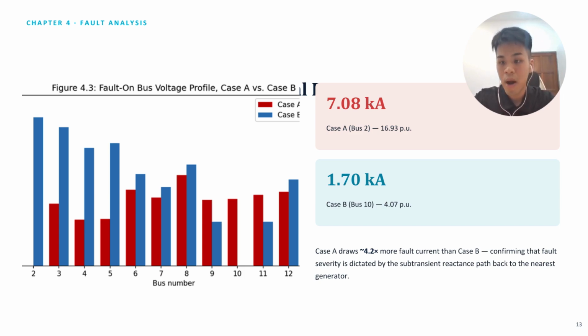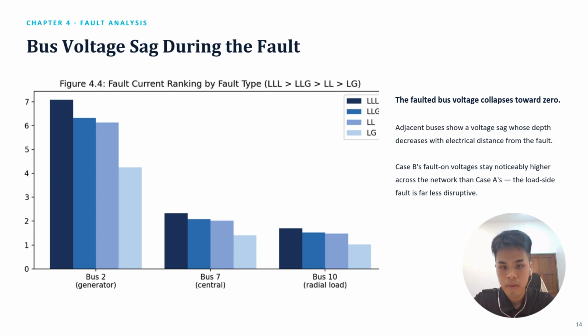The result confirmed our hypothesis. Case A produced a fault current of 7.08 kiloamps, while case B only reached 1.7 kiloamps, that's about 4.2 times smaller. This makes sense. The fault current is determined by the impedance path back to the nearest generator, and bus 10 is electrically much further away. We also look at what happens to bus voltage during the fault.